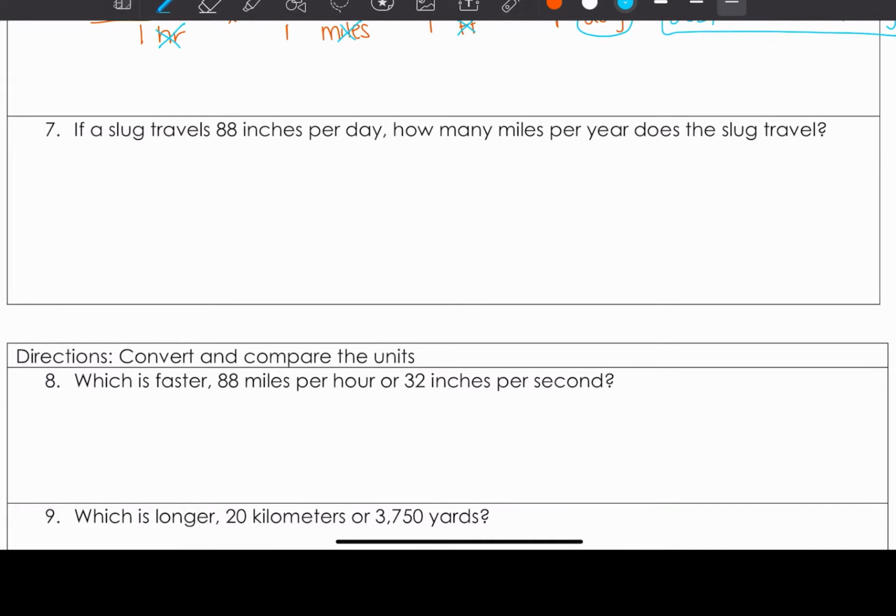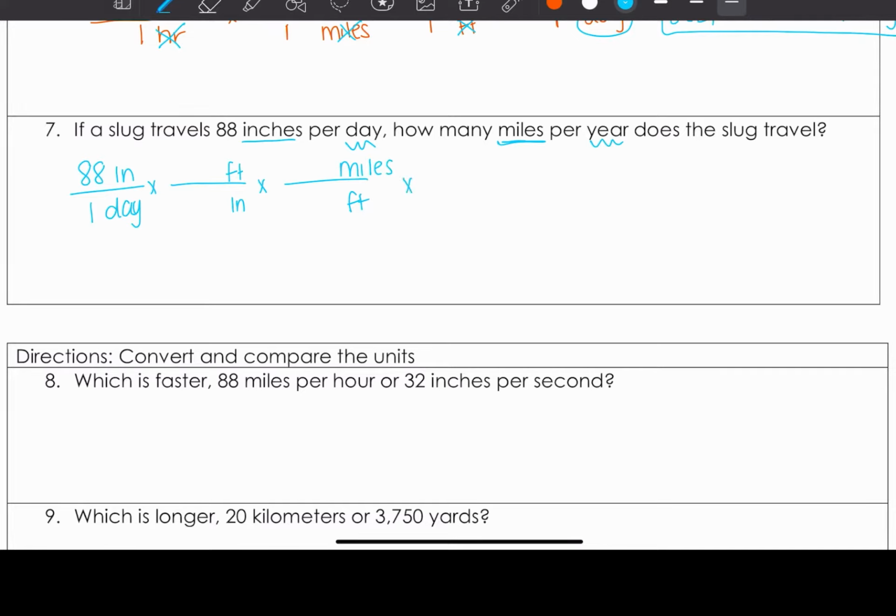Next, if a slug travels 88 inches per day, how many miles per year does the slug travel? So we want to take inches and convert it to miles, and days and convert it to years. We're going to start with what we know, which is 88 inches per every 1 day. We're going to change our inches to feet, and we're going to change our feet to miles.